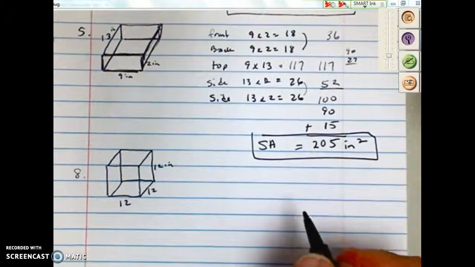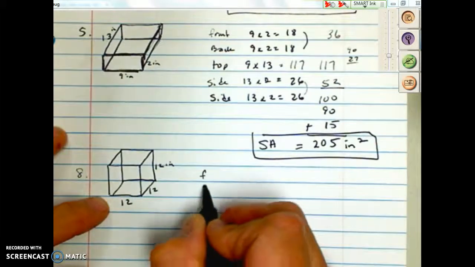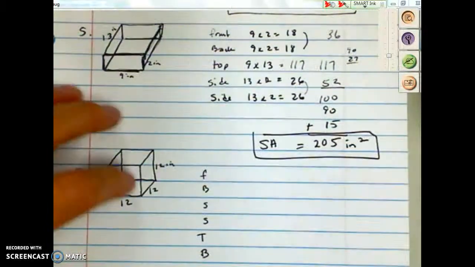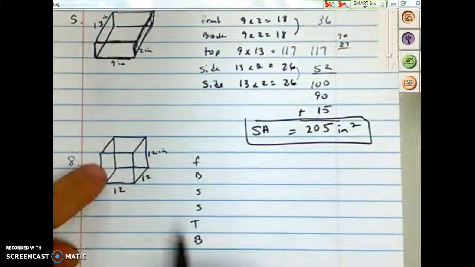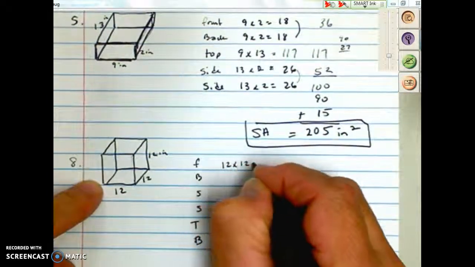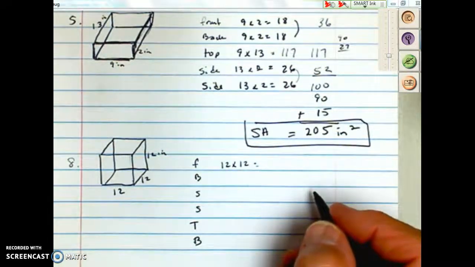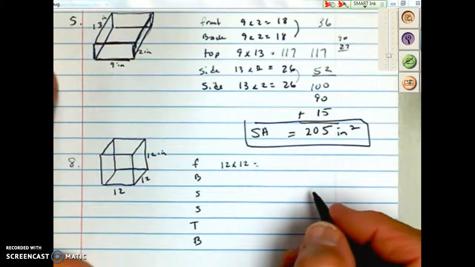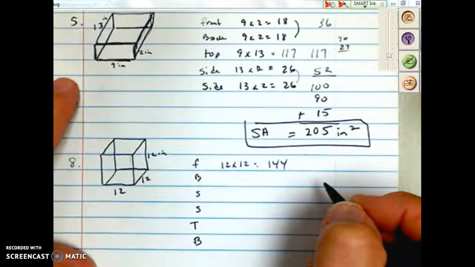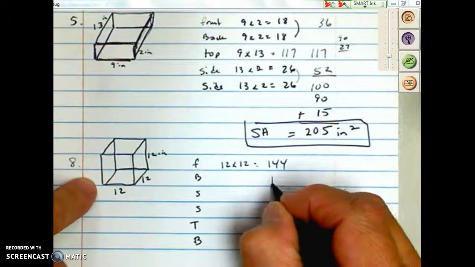And we want to find out what the surface area is. So if we know that the front and the back and the sides and the sides and the top and the bottom, now these are all equal. So this one here, if we say that the front is 12 by 12, and basic facts of 12 times 12, if you said 144, you are correct. And of course the front is 12 by 12, the back of course is 12 by 12, so that's 144.